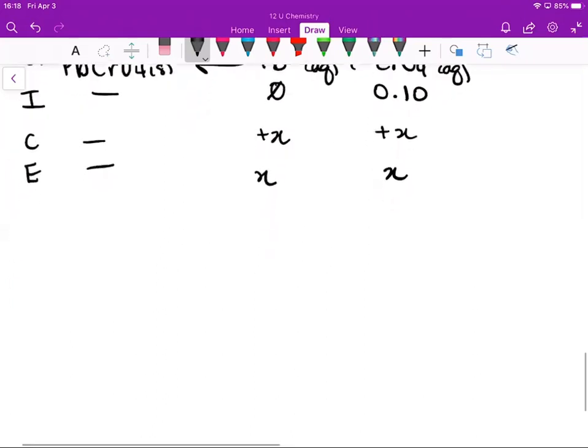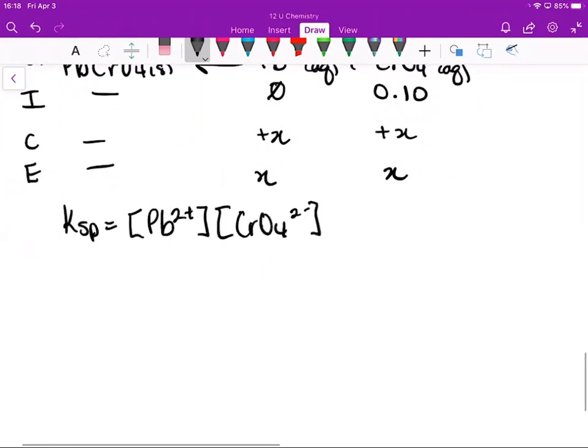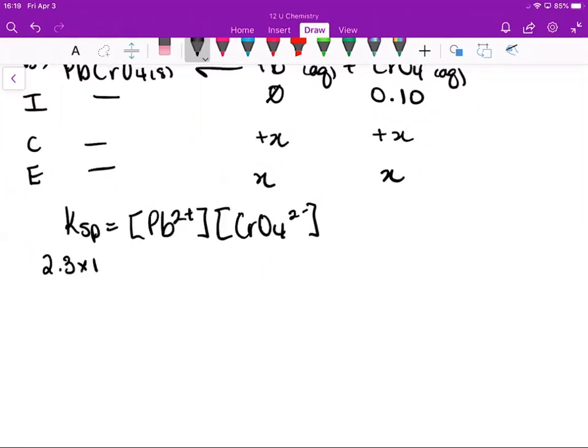So when I'm setting up my Ksp, it's very lovely. We only have a 1-to-1 ratio. So my Ksp is 2.3 times 10 to the minus 13. My concentration of lead is X. Oops, I forgot, X plus 0.10. And then my concentration for chromate is, guess what? X plus 0.10. Now, I don't want to have to do quadratic.